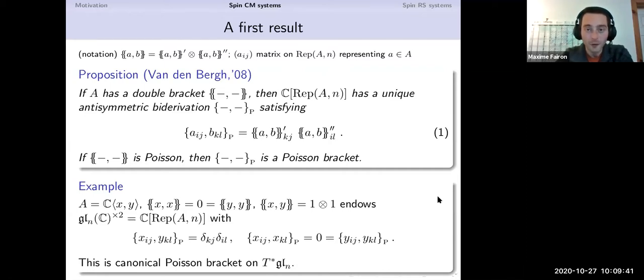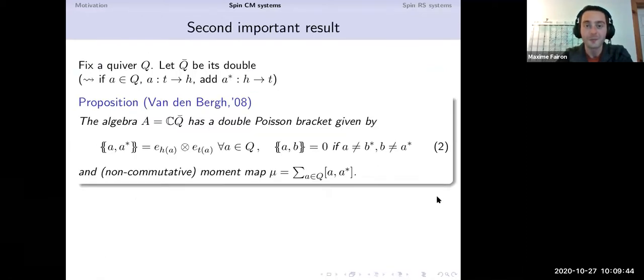So all this digression for one thing, just because Van den Bergh explained that given any quiver, you can associate to it a double Poisson bracket. So how is the construction working? Just for notation, if I fix a quiver Q, I denote by Q bar the double. The double just means that for any arrow in the initial quiver, if the arrow, for example, is going from a vertex T to a vertex H, then I'm adding in the double an arrow going in the opposite direction, that I will denote by A star because I want to remember that this is paired to the original one.